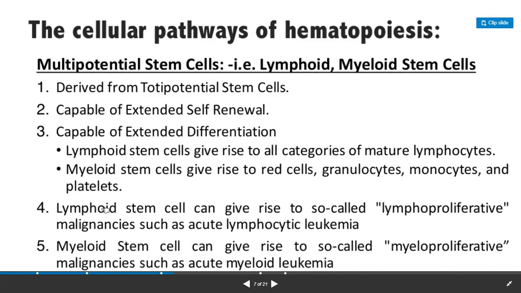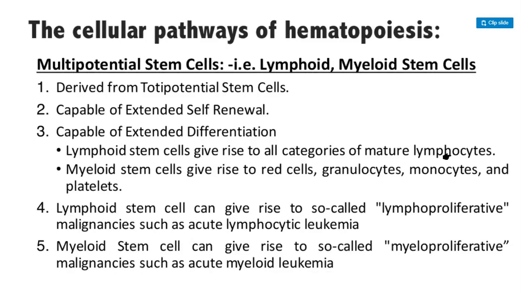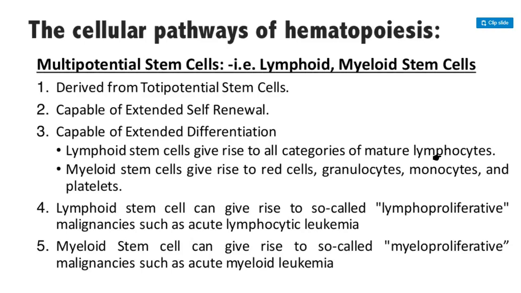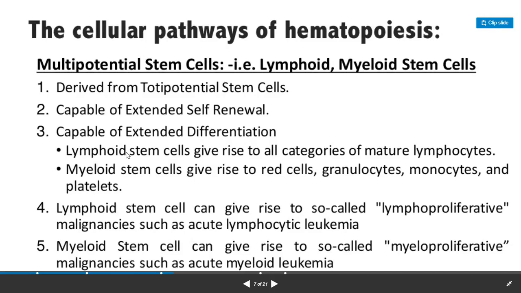All this group of cells will be affected. But if the problem was with the lymphoid stem cell, then only lymphocytes will be affected. So if you have lymphocytopenia, a decreased number of lymphocytes, then you know that maybe there is a problem with the lymphoid stem cells. Or if you have lymphocytosis, a pathological increase in the number of lymphocytes, for example, you know that there's a problem with the lymphoid stem cells.